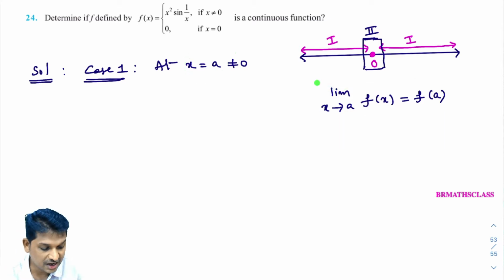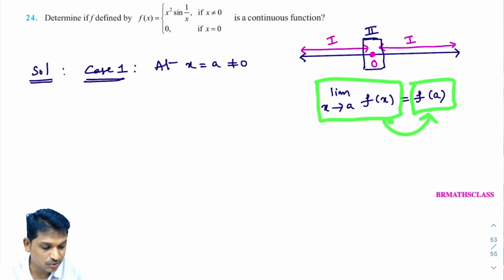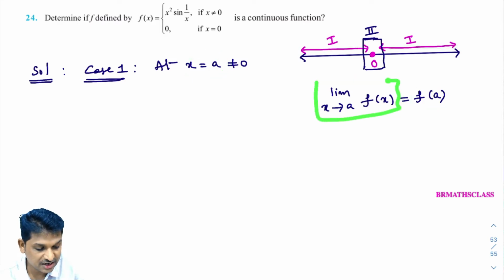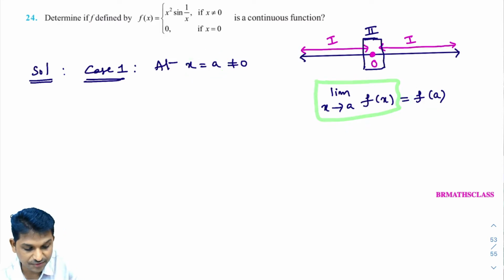So what I'll do, I'll calculate this one first. Next, I'll calculate this one. If both are equal, then I can say that this function is continuous at x equal to a when a is a non-zero real number. Okay. So first I'm going to calculate this one, limit x tends to a, f of x.